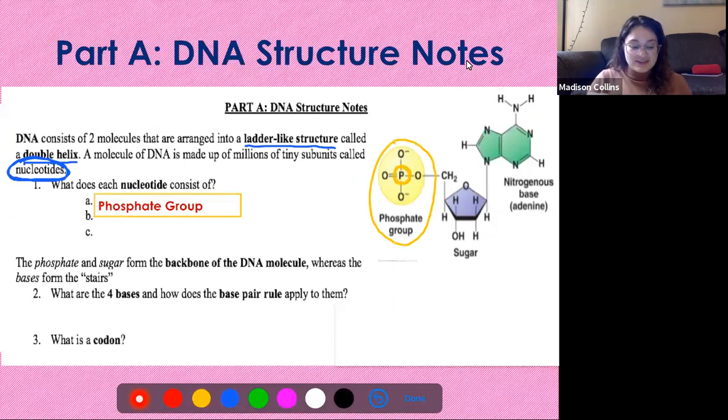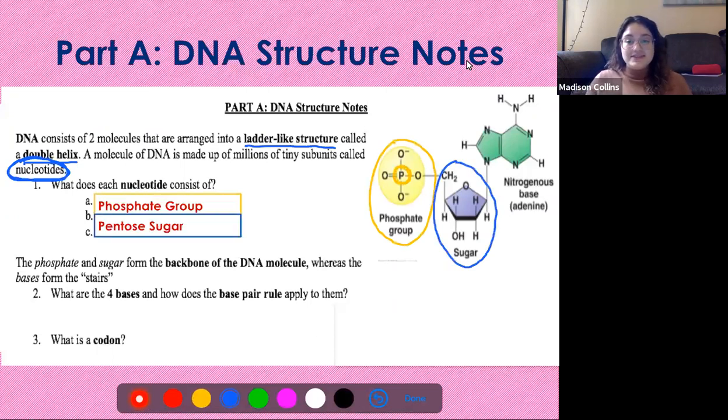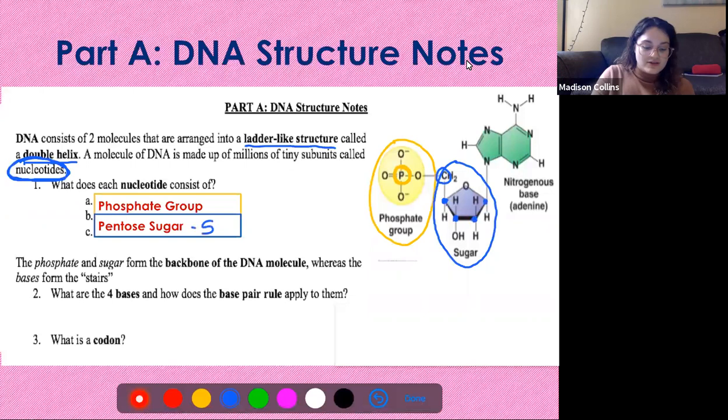All right, the second thing a nucleotide consists of is a sugar, specifically a pentose sugar, which means that it has 5 carbon molecules on it. So we can count those carbons. There's 1 right here. There's actually going to be 1 right here at each turn of this molecule. So there's 1, 2, 3, 4, 5. 5 carbons.